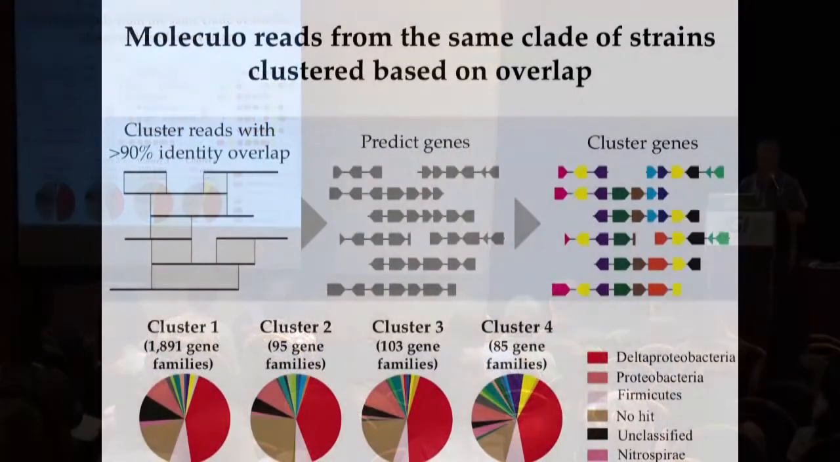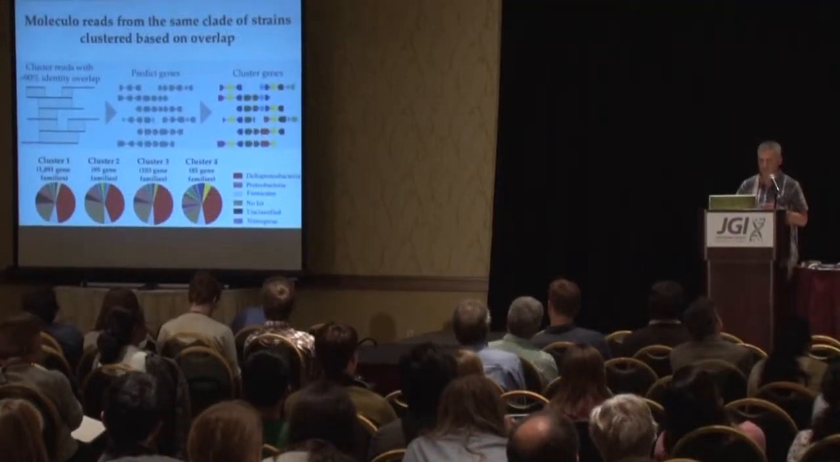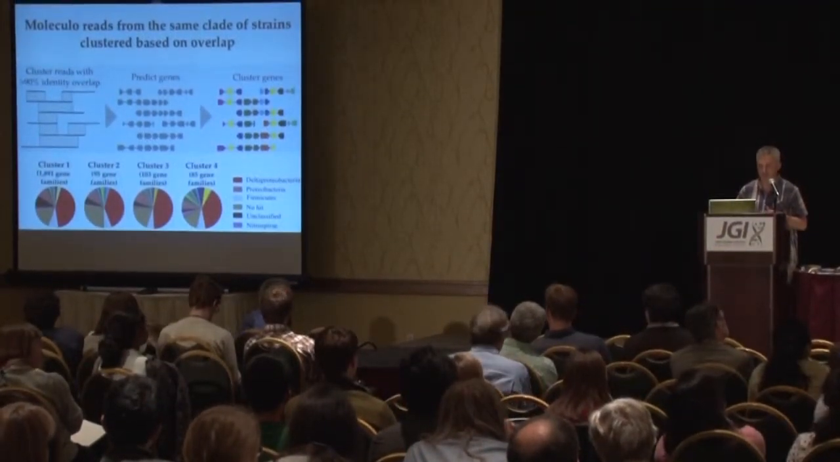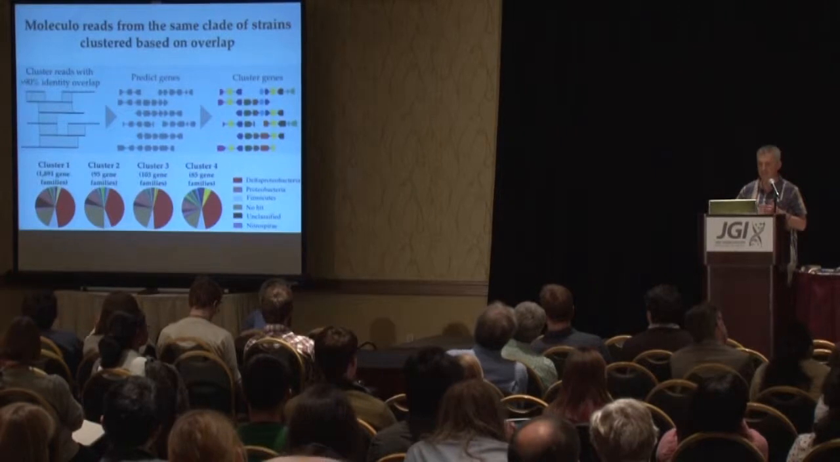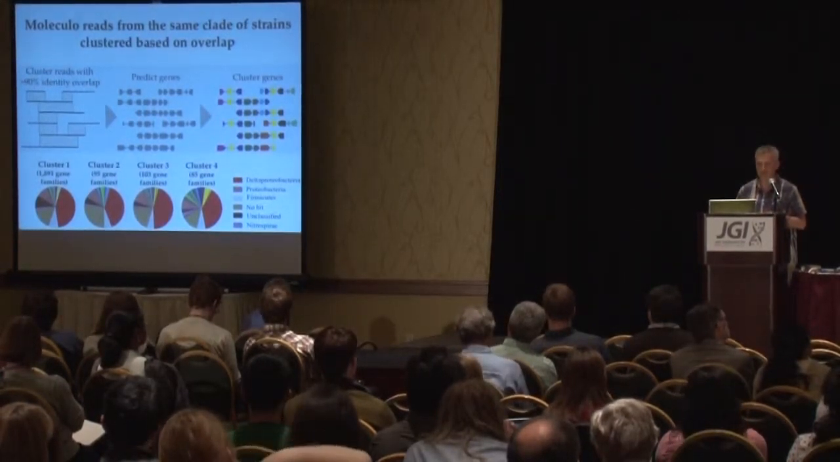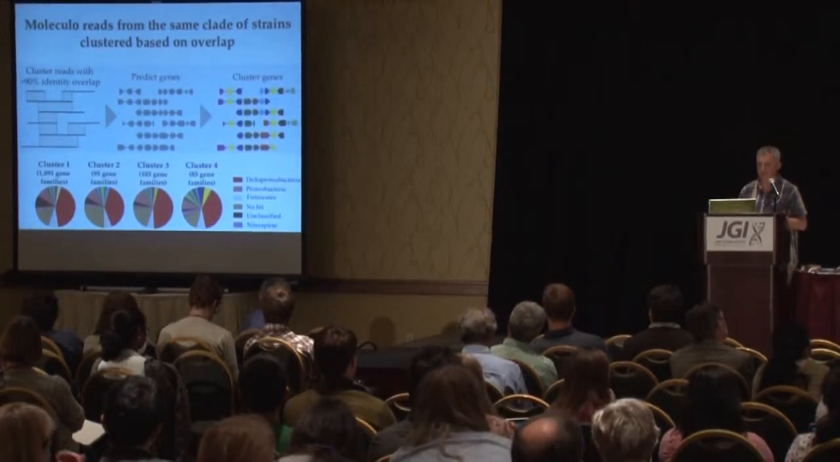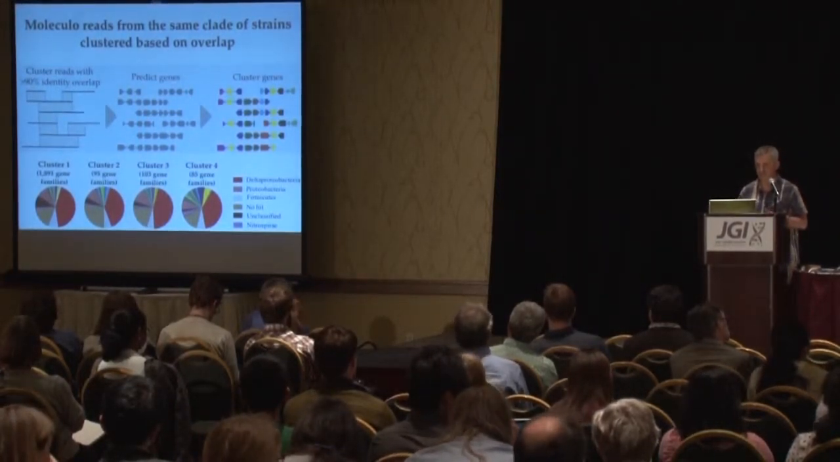So we were interested in getting to know more about these most abundant species that we found. This is in the 5-meter sample. And in order to do this, we clustered the molecular reads based on overlap, so 90% identity overlap, and we were able to generate 4 clusters that had at least 100 reads in them. And then we also did gene prediction, and we clustered the genes into gene families.